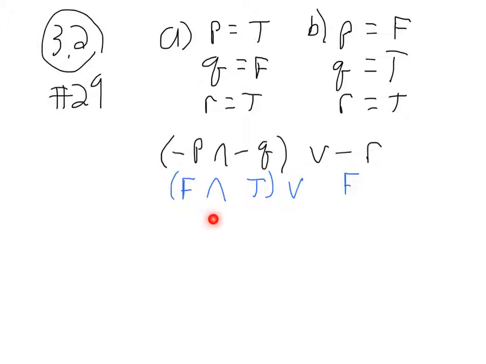Now I need to do an AND. I got false and true. Well, the only way with an AND that you get true is if they're both true. In this case, one of them's false, so this whole statement in parentheses will be false. So that takes care of what's in the parentheses. Now I've got to finish it up. I have false or false. Well, if you have false or false, then the result is false. Okay, so part A comes out false.